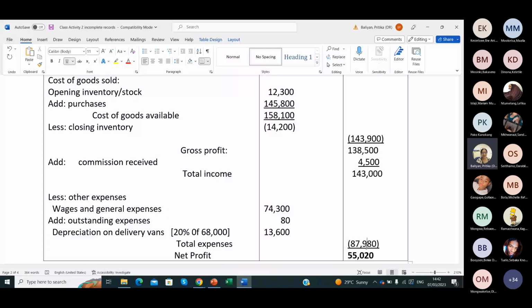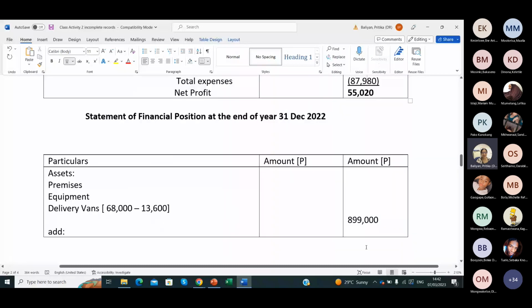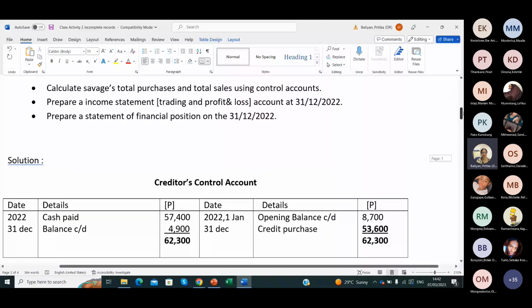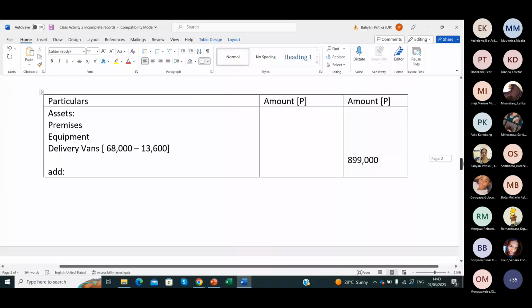After net profit, we prepare the statement of affairs, the statement of financial position, sorry. So we have the non-current assets like premises. The cost of premises is given in the question: 840,000. The cost of the delivery van is 68,000. So we'll write here 840,000.